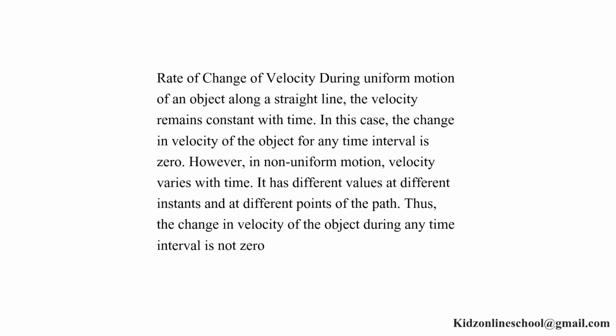Rate of change of velocity. During uniform motion of an object along a straight line, the velocity remains constant with time. In this case, the change in velocity of the object for any time interval is zero. However, in non-uniform motion, velocity varies with time. It has different values at different instants and at different points of the path. Thus, the change in velocity of the object during any time interval is not zero.